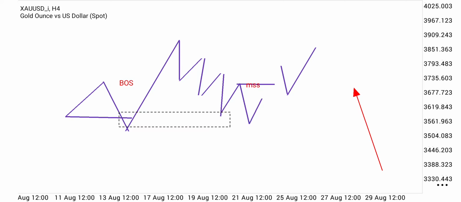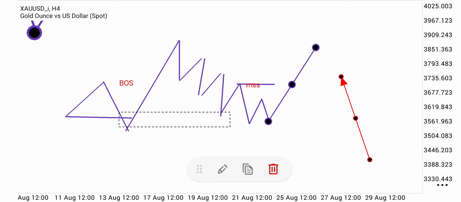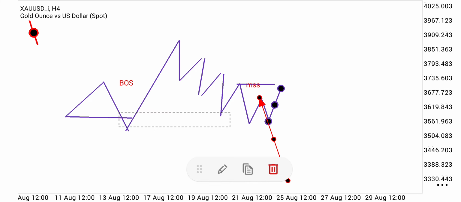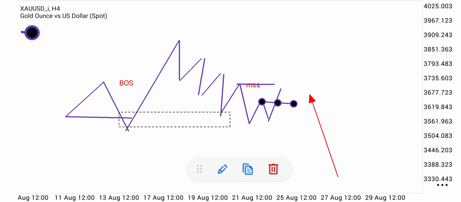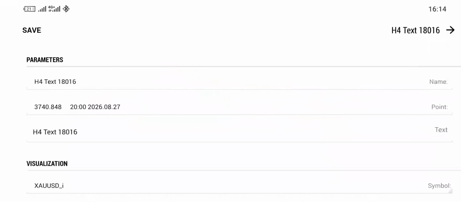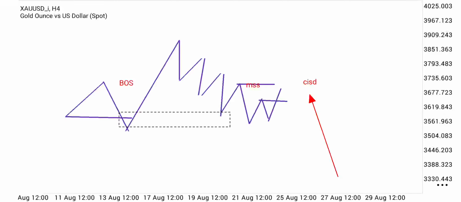So this would be what we call a change in state of delivery. So what will happen is we have this sweep happening, then down candles, then up candles. So what they will do is break this level here, somewhere around there. So let me just put it somewhere around here. Right, so let me rename it to CISD. Somewhere around here.